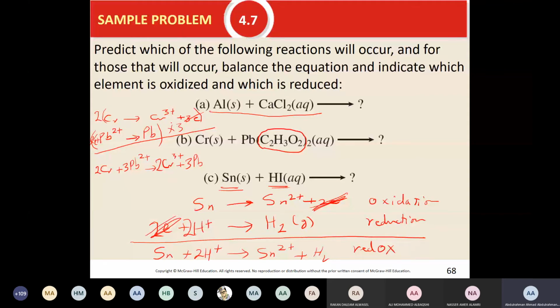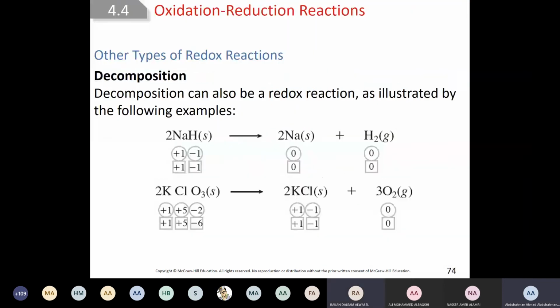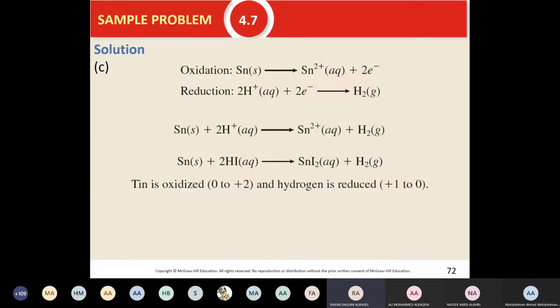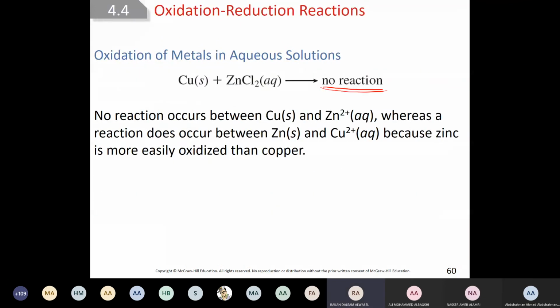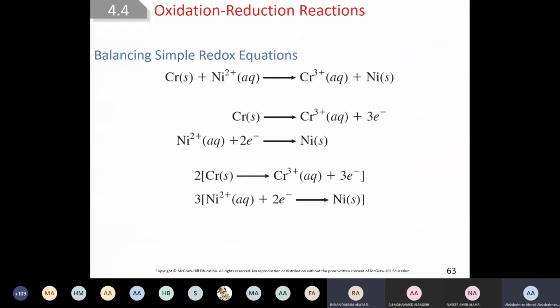Is this clear? Yes. I hope so. How do you decide quickly that Cr is going to be 3+? From the table. It will be given in the exam, right? I will give it to you.